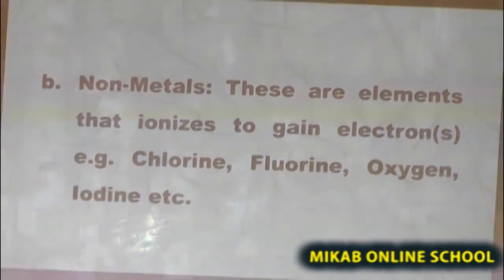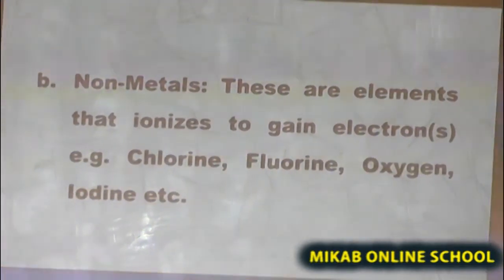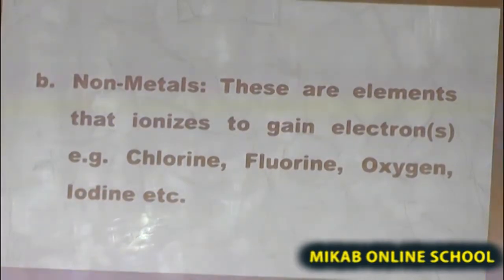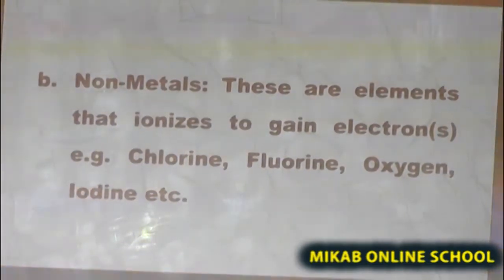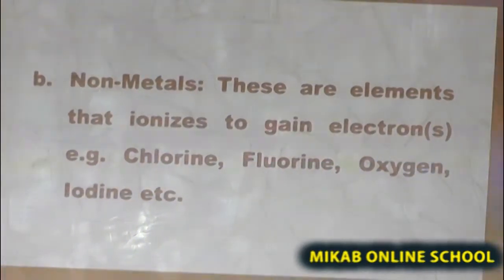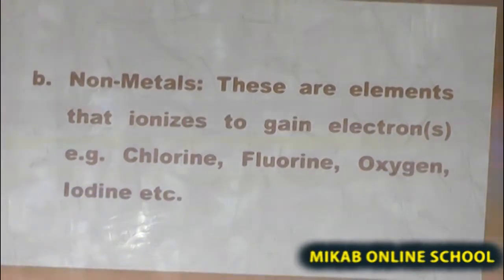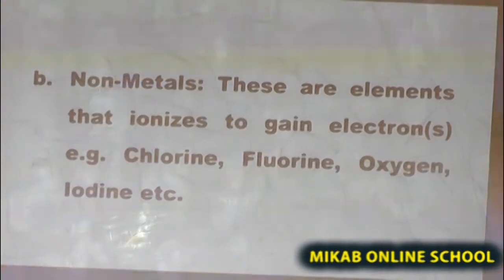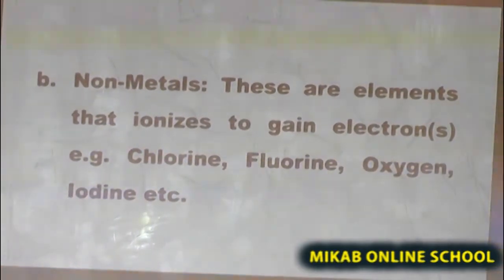Therefore, all metals are electron donors, while all non-metals are electron acceptors. Now, examples of non-metals are chlorine, fluorine, iodine, bromine, argon, oxygen, and so on and so forth.